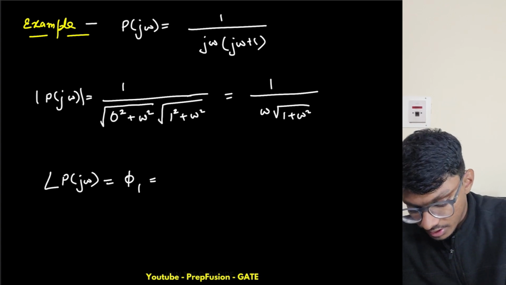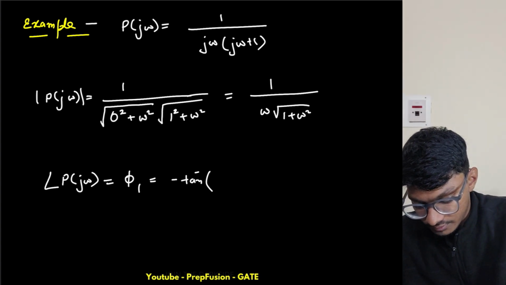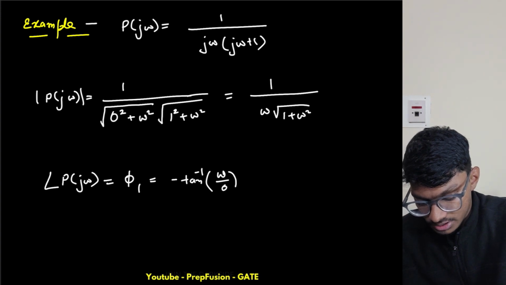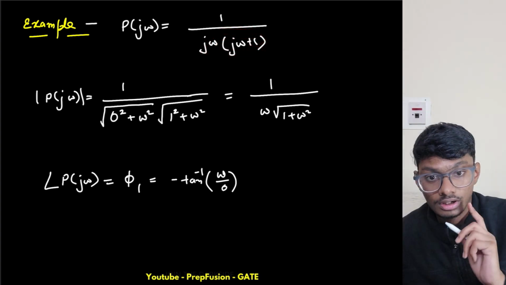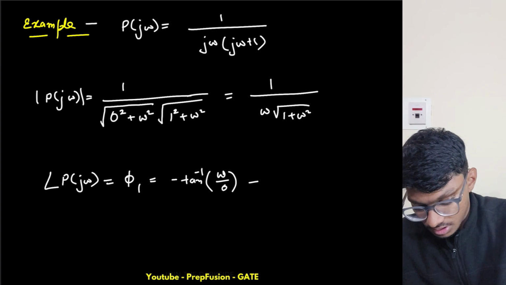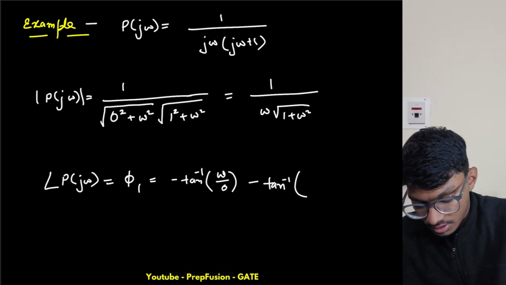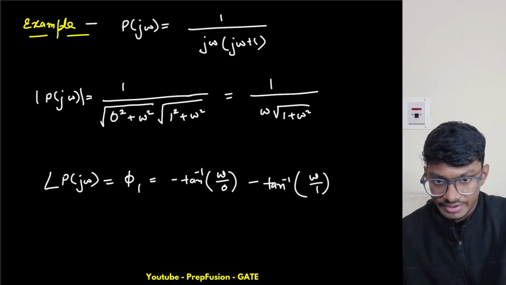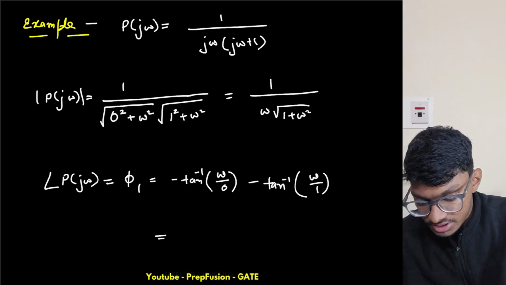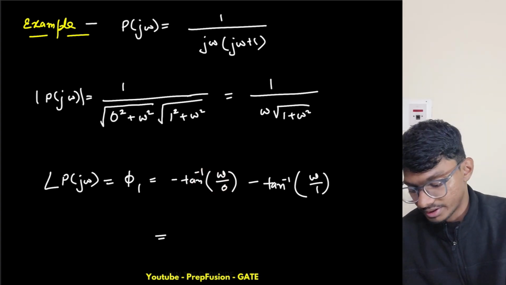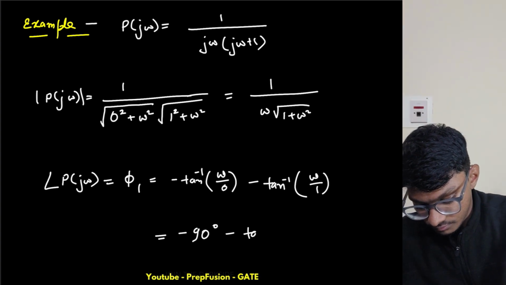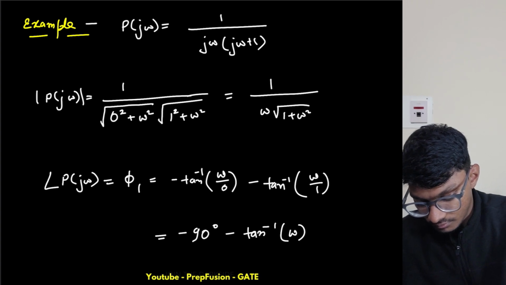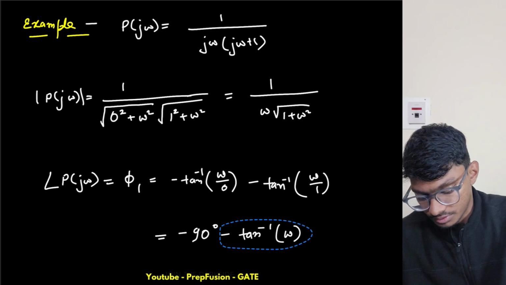So that's why I get, okay, I will write this one anyway, minus tan inverse omega by 0. And what does this provide? Again, this one is minus also because this is in the denominator, not in the numerator. So this is minus tan inverse omega by 1. It is y over x, right? So what I'm left with is tan inverse infinity, which is 90 itself. So minus 90, and this is tan inverse omega.